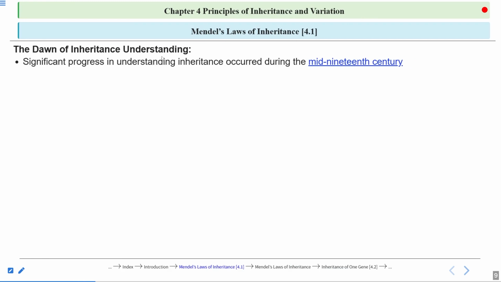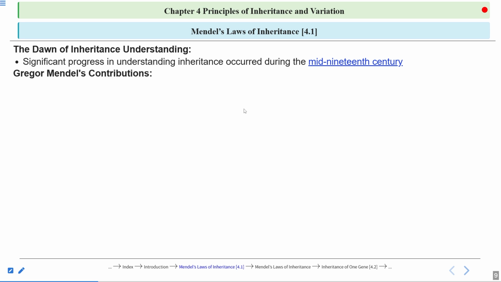Now the dawn of inheritance understanding. Okay, now comes the role of Mendel. We'll study about Mendel's laws of inheritance now. Okay, so our ancestors didn't know how the inheritance is occurring, how the variations are arising. So a significant progress in understanding the inheritance occurred during the mid 19th century.